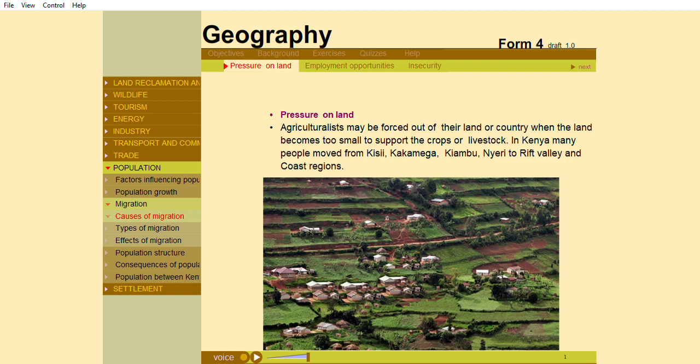Pressure on land. Agriculturalists may be forced out of their land or country when the land becomes too poor to support the crops or livestock for subsistence. In Kenya, many people moved from Kisii, Kakamega, Kiambu, Nyeri to Rift Valley and coast regions.